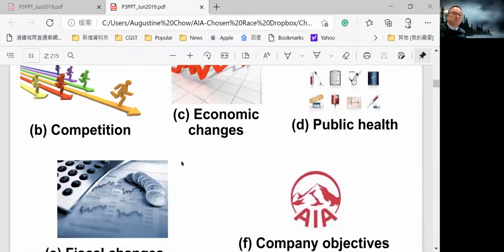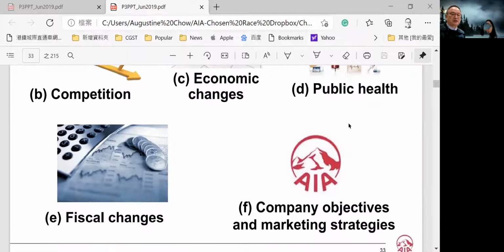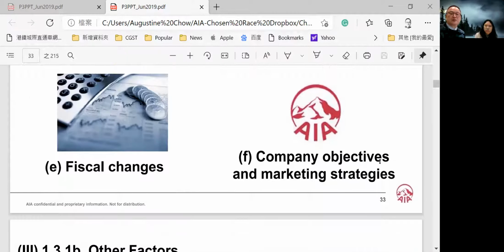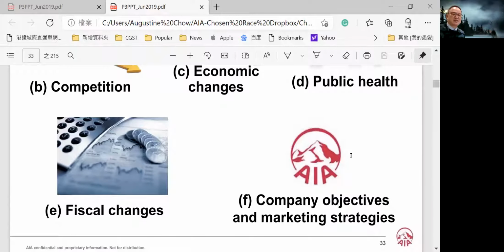Other factors are competition, economic changes, public health, physical changes, and company objectives and marketing strategies. I think this is just easy.